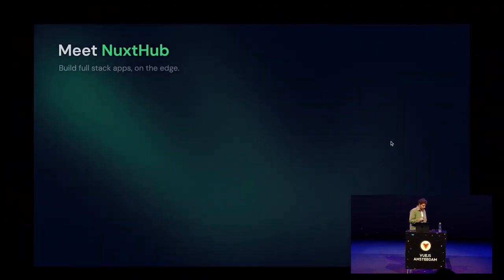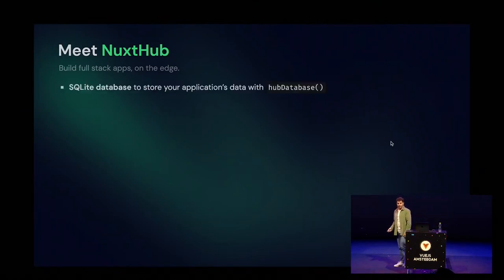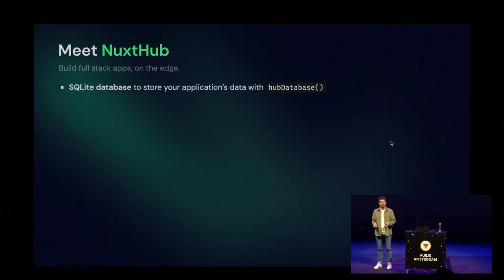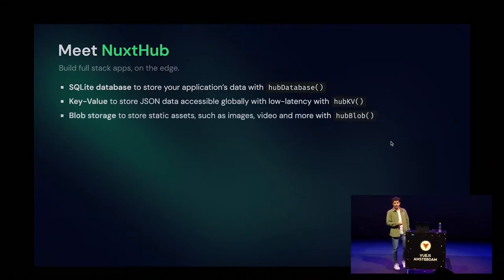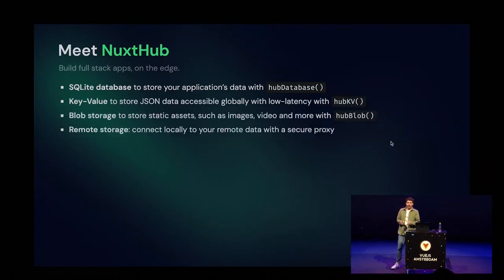I created Nuxt Hub the last weeks with the help of Sylvain to build full-stack applications on the edge. It has a SQLite database to store your application's data using the Hub database util, a key value storage, and, as I already said before, a blob storage. I added also a feature that I really like, which is the ability to connect to my production database or staging database, if you like to be very good at separating stuff. But I will use my production database.